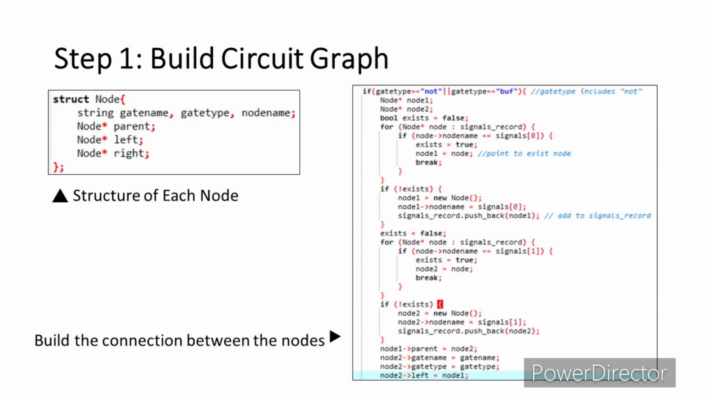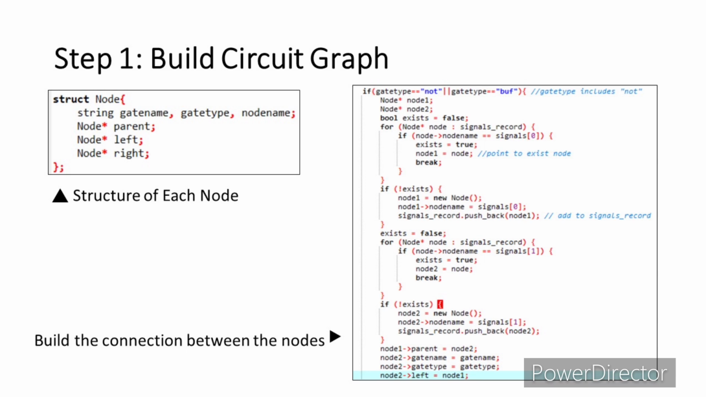To start, I needed to build a circuit graph. Ideally, this would be done using an adjacency list or a directed acyclic graph. However, due to some oversights, I ended up using a binary tree instead. Thankfully, this approach worked because the gates in our design were restricted to just two inputs.